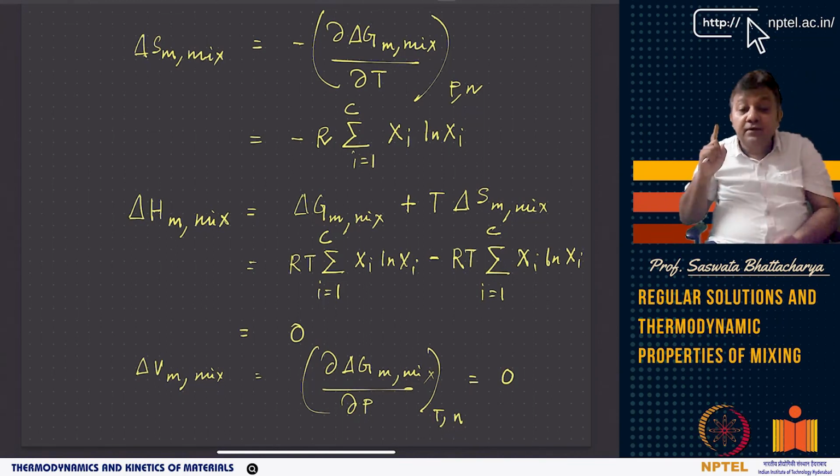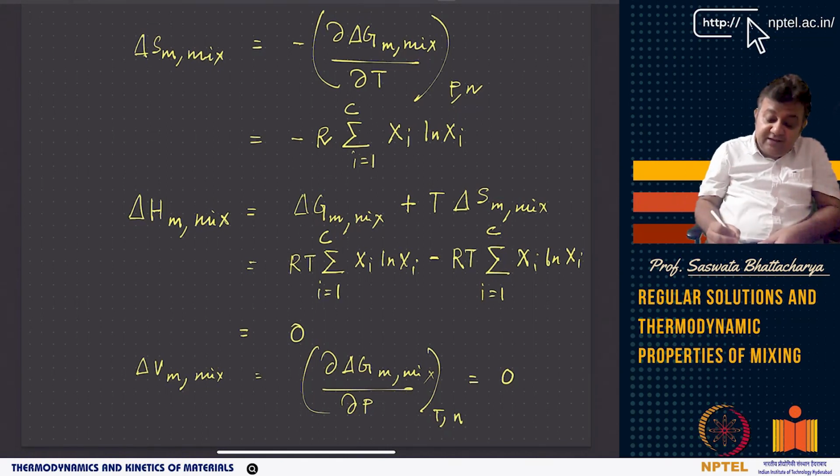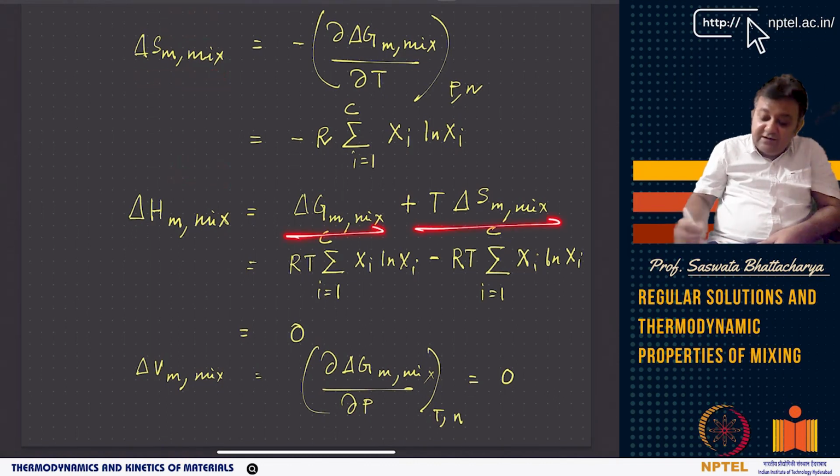In a perfect solution. However, in an ideal solution, the interactions balance out. I'll soon come to that. But what I am trying to say, I am just recollecting here, delta Gm mix ideal is delta Hm mix minus T delta Sm mix, and delta Sm mix is minus R xi ln xi, which is basically positive, right?